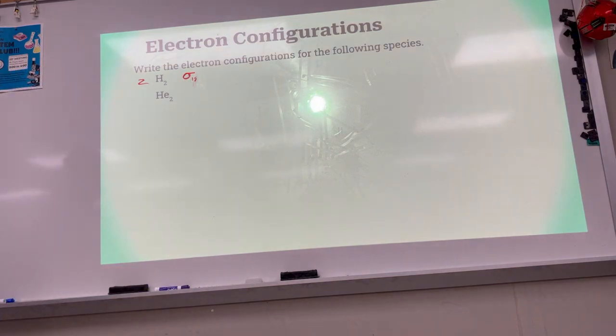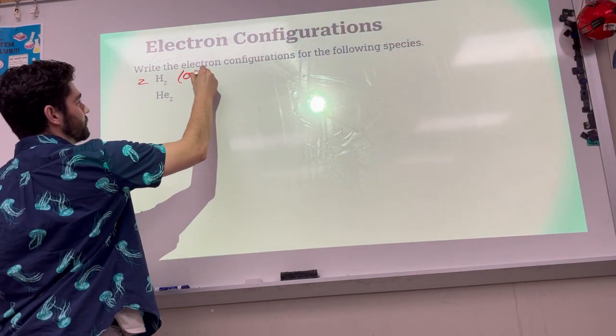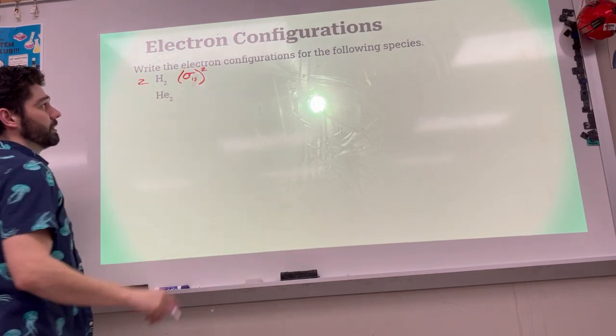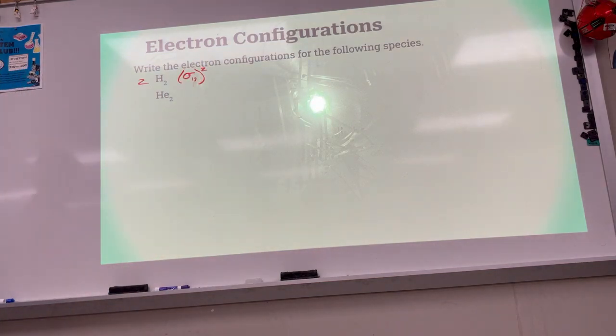Yes, 1s, because we're showing where they came from. Some resources will put it in parentheses, some won't. I'll put it in parentheses if that helps. We'll just put the whole thing in parentheses. And then, just like a normal electron configuration, we put the number of electrons in that orbital on top. Does 1s represent where the electrons came from? It's where the orbital came from. What was mixed to make it?